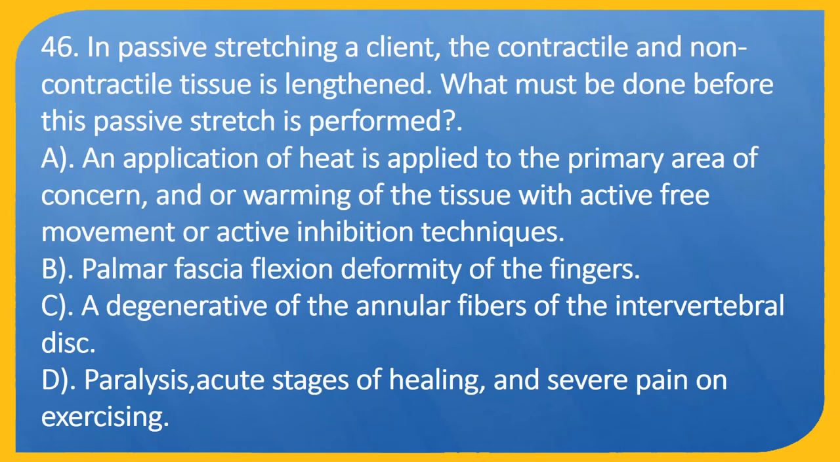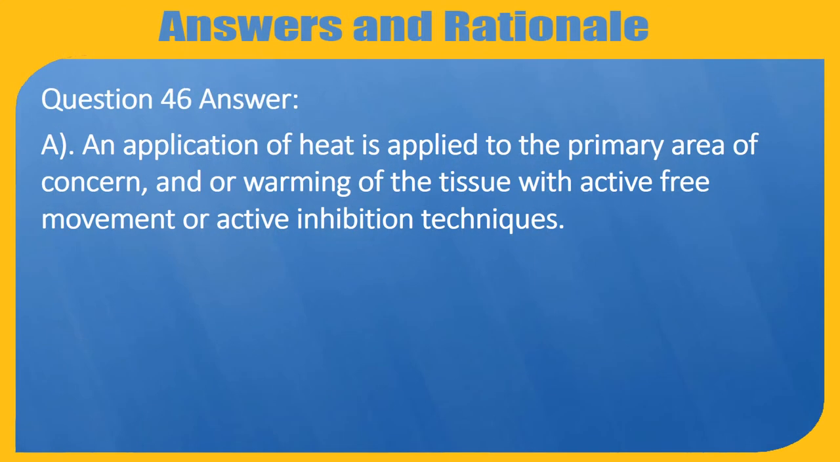Question 46. In passive stretching a client, the contractile and non-contractile tissue is lengthened. What must be done before this passive stretch is performed? A. An application of heat is applied to the primary area of concern, and/or warming of the tissue with active free movement or active inhibition techniques. B. Palmar fascia flexion deformity of the fingers. C. A degenerative of the annular fibers of the intervertebral disc. D. Paralysis, acute stages of healing, and severe pain on exercising. Question 46. Answer. A. An application of heat is applied to the primary area of concern, and/or warming of the tissue with active free movement or active inhibition techniques.